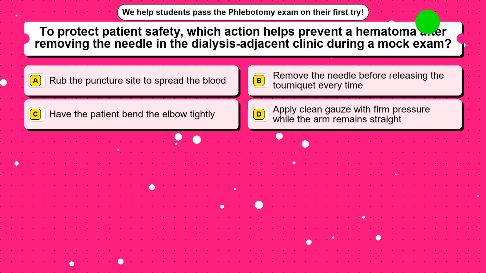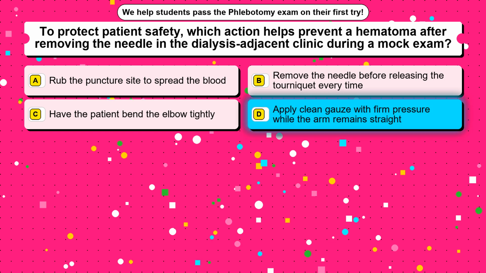Question 12. To protect patient safety, which action helps prevent a hematoma after removing the needle in the dialysis-adjacent clinic during a mock exam? Option A. Rub the puncture site to spread the blood. Option B. Remove the needle before releasing the tourniquet every time. Option C. Have the patient bend the elbow tightly. Option D. Apply clean gauze with firm pressure while the arm remains straight. The correct answer is option D.